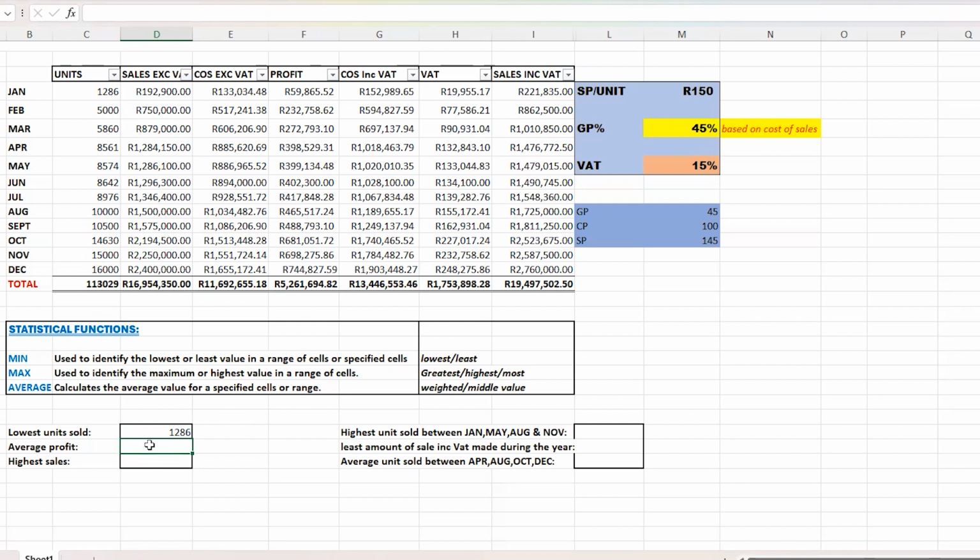All right, then that's for units. So pay attention to what is being asked of you. Remember, it was units, so that's why I use units.